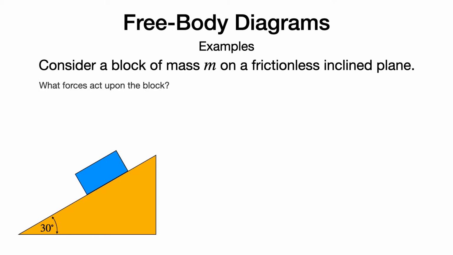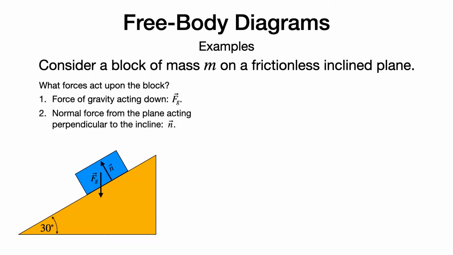Let's consider a second example. Here we have a block of mass m on a frictionless inclined plane. What forces act upon the block? Well, again, there's going to be the force of gravity acting down, and there will be a normal force from the plane acting perpendicular to the incline. We'll call this N. We can draw the free body diagram here using the entire block, or reduce it to a point with the two forces acting on it.